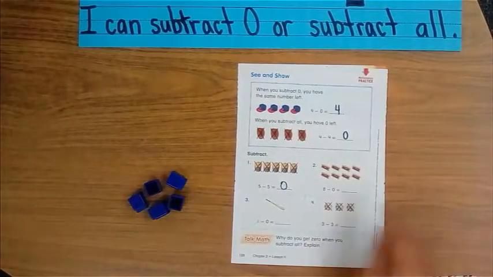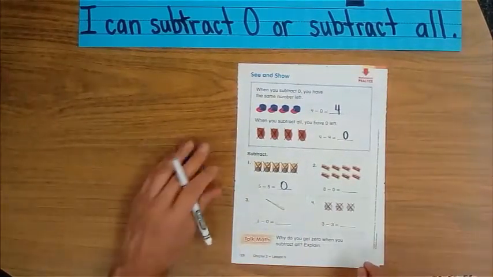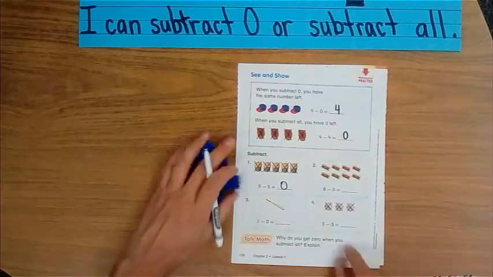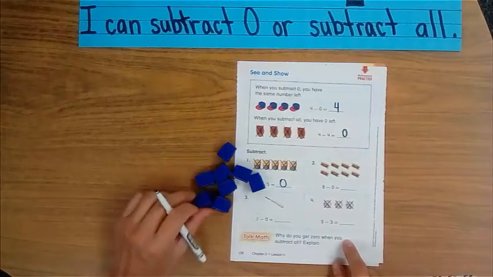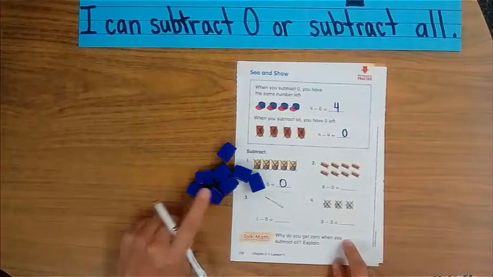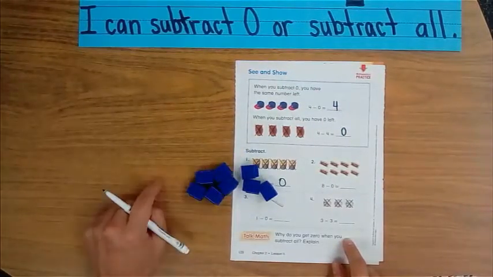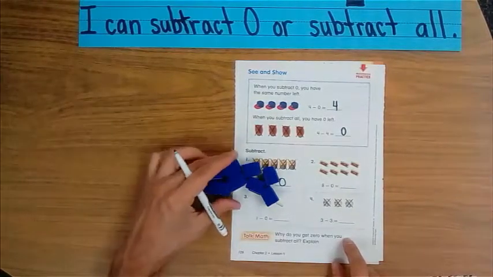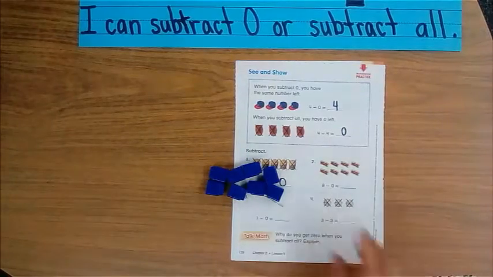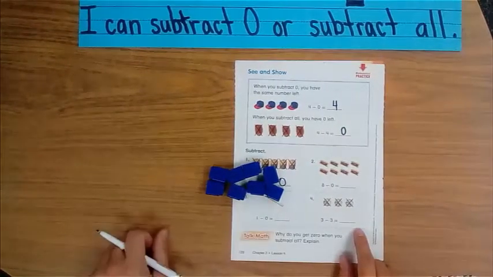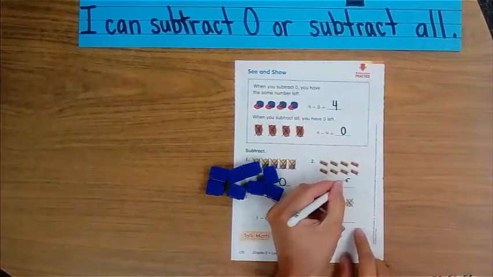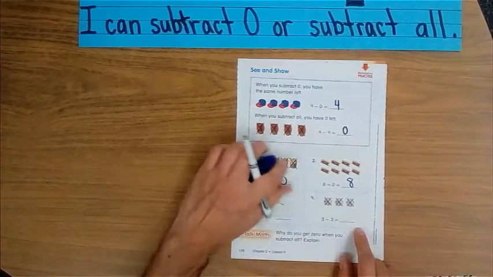Now this one I have 8 hot dogs. So let's see. Let's get 8 blocks. Okay, so I have 8 blocks. And now if I take away 0 of these blocks, that's 8 blocks right there. So if I take away 0 blocks, then how many do I have left? Well, I'm not taking any of them away, so it means I have 8 left.